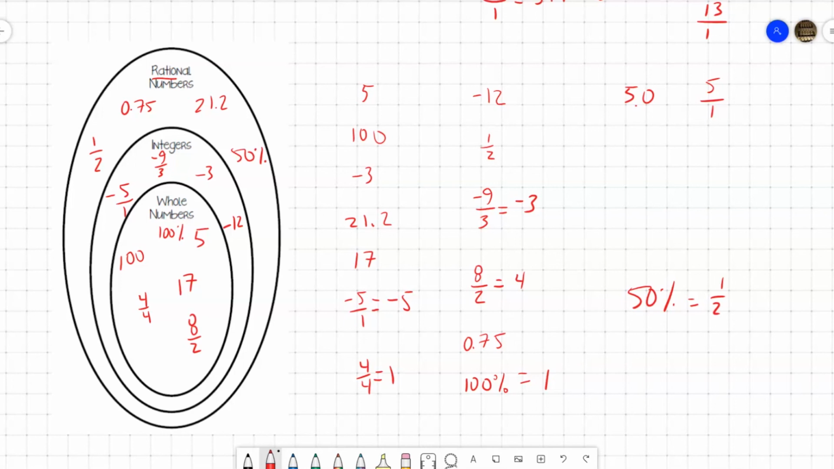And there we go. That's what we need to know for classifying numbers. If you have questions, please ask me in class or through email or the appropriate help channel online.